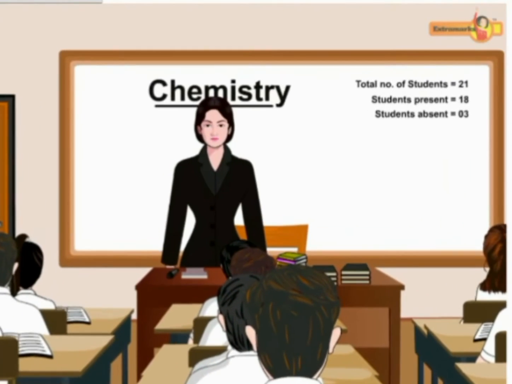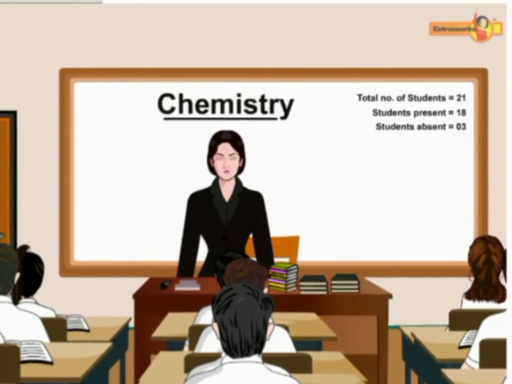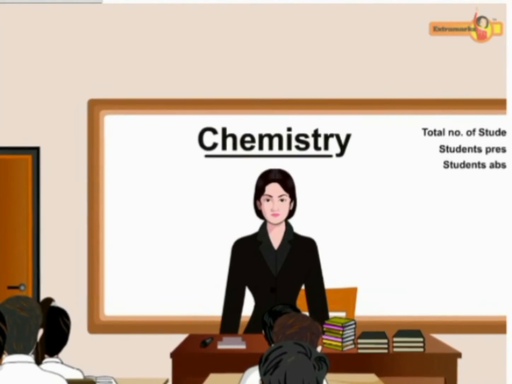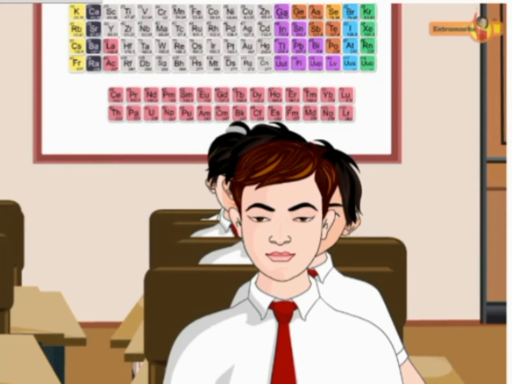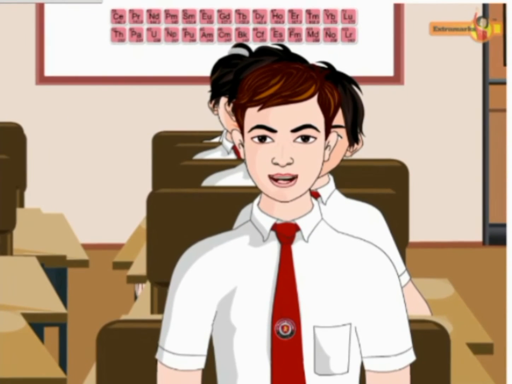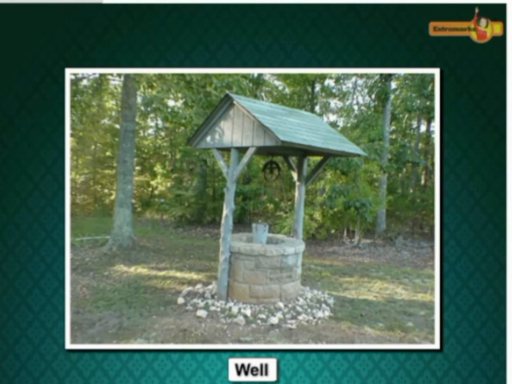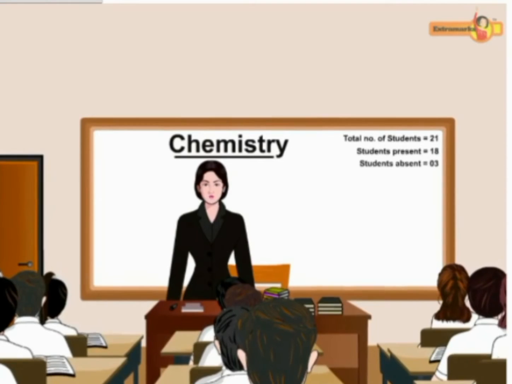Good morning, students. Good morning, ma'am. Let's start our chapter. Today we will learn about an important law, but before that, Harry, tell me three different sources of water. Ma'am, three water sources are rain, sea, and well. Do you think that water obtained from these sources is different?